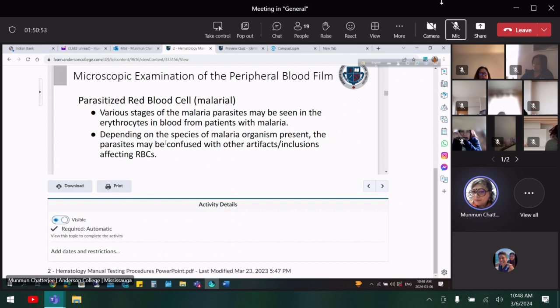Okay, malarial parasites in red blood cells. Parasitize means when the blood cell is infected with the parasite. Mainly the red blood cells are infected with the malarial parasite. So various stages of the malarial parasites may be seen in the erythrocytes in the blood from patients with malaria. What are the different stages?